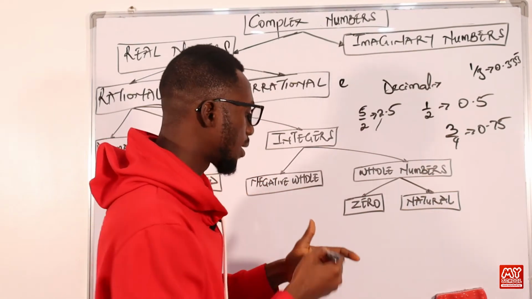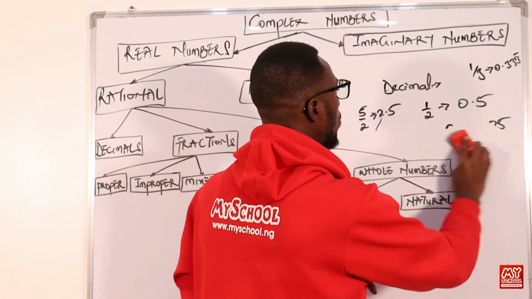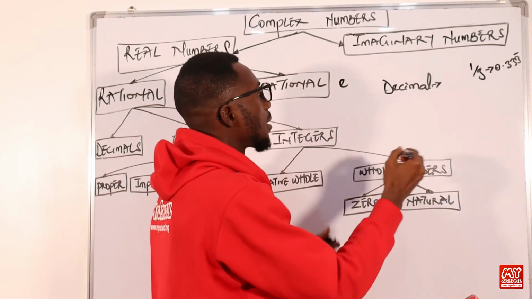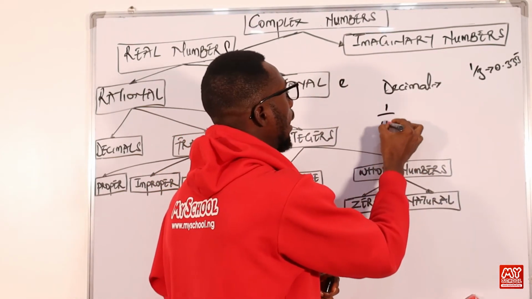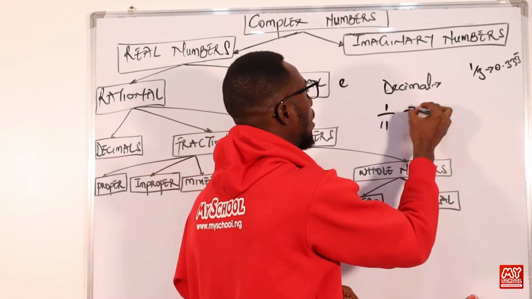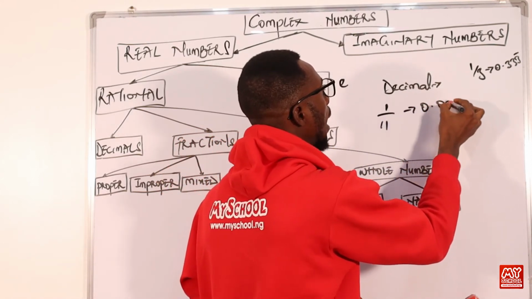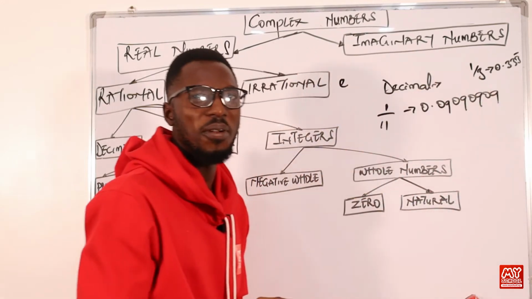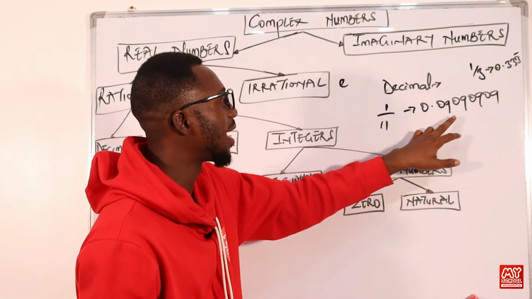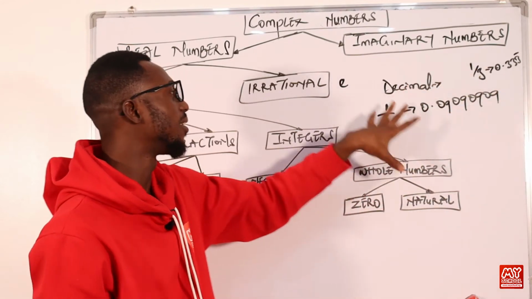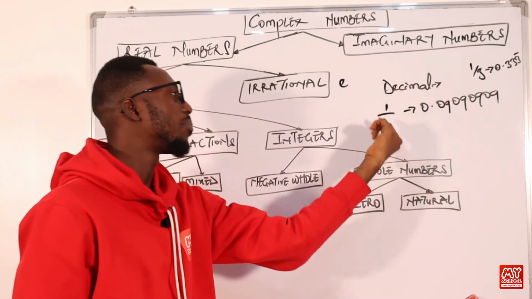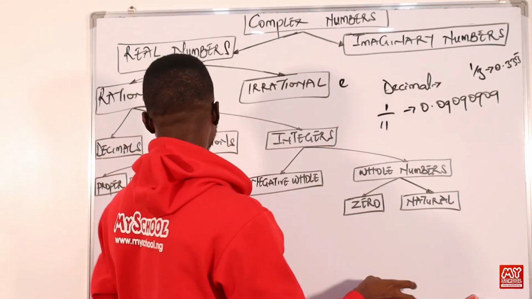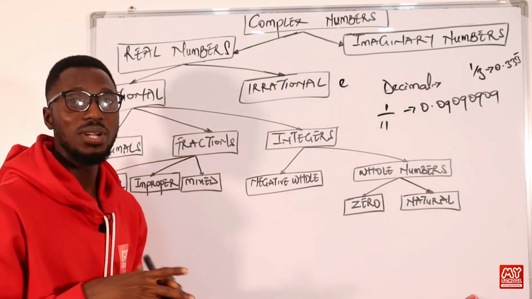There are some cases where the repetition will be after a certain sequence. For instance, if I have 1 over 11, that should give me 0.09090909, and the list goes on. So you can see that after the 09, there's another 09. So this is the rational expression, and you can actually bring it back to a fraction. So that is what we should be looking at for decimals.